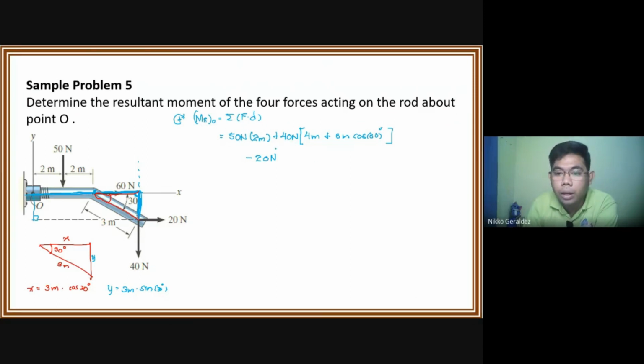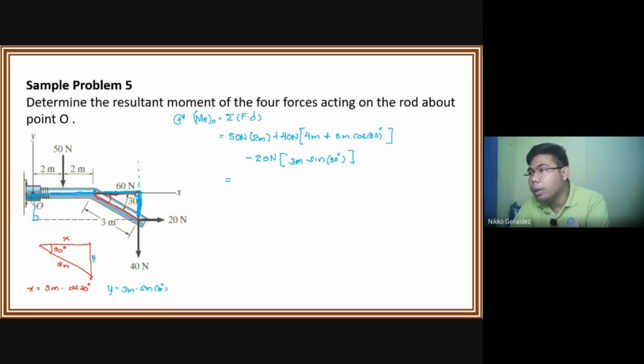So 20 Newton times 3 meters sine 30 degrees, that is the moment of the 20 Newton. Then, solving for the resultant at point O: 15 Newton times 2 meters, plus 40 Newton times 4 meters plus 3 meters cosine 30, minus 20 Newton times 3 meters sine 30 degrees. What is the resultant moment at point O?